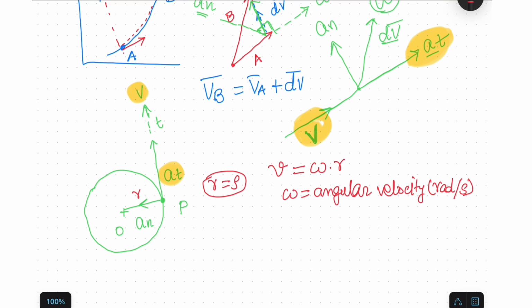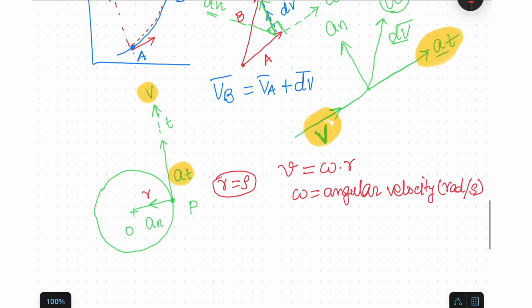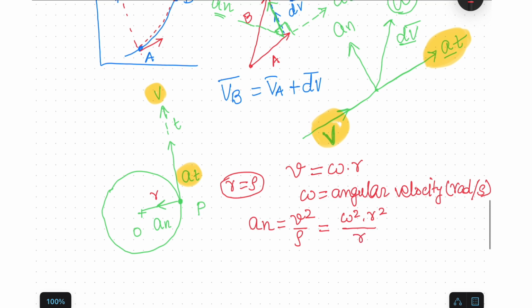Now guys, as we know, the acceleration in the normal direction is v square upon rho. You see that v is omega r, so I will write omega square r square, because it is v square upon rho, and rho is equal to r. So I will write r here. This will cancel one r, so we can write an is equal to omega square r.